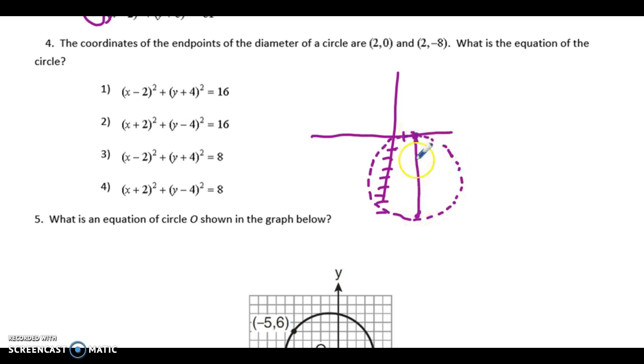So the center of my circle is going to be somewhere in here, which I need an exact point here. The difference between here and here is 8, so I must be going down 4. So that's going to be the point 2, -4. And my radius would be 4. So you're going to use this center point, 2, -4, and your radius of 4 to come up with the equation of a circle. And then number 5, you're just looking at the graph. So I'm going to leave that one for you to do.